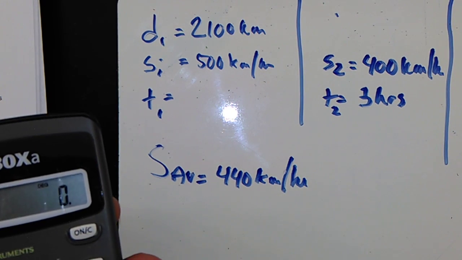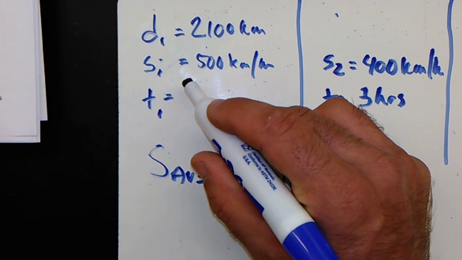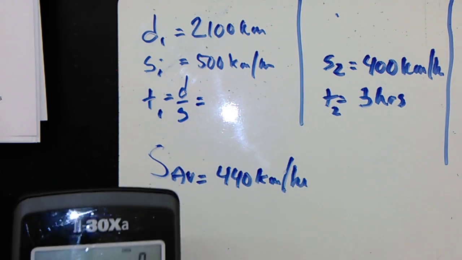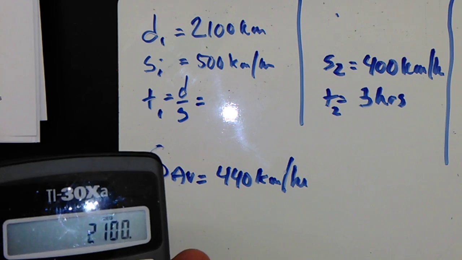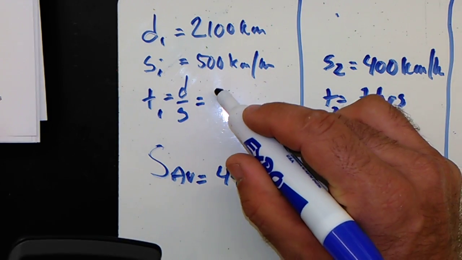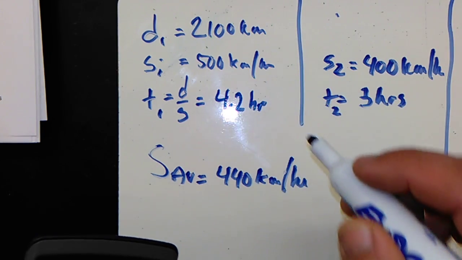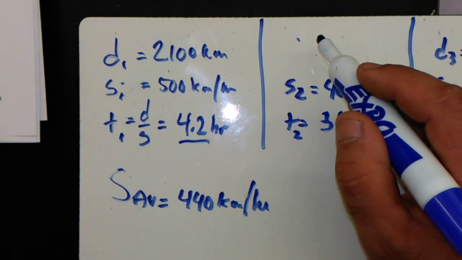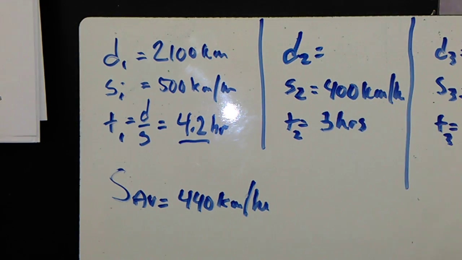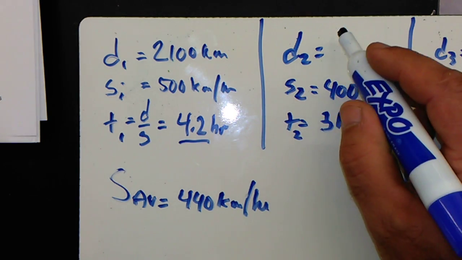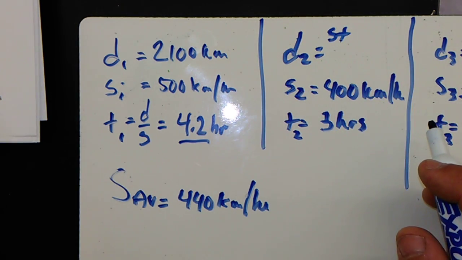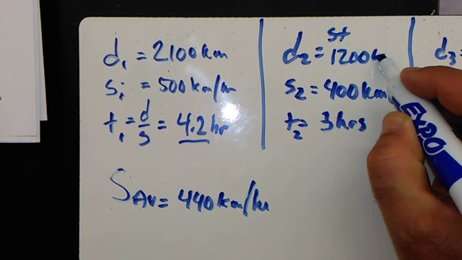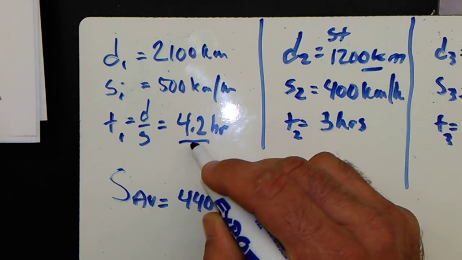Time is distance over speed, d over s, and that equals 2,100 divided by 500, and this is 4.2 hours. So we figured that out. For the second part of the trip, we don't know the distance. Distance we know is speed times time, s times t. So 400 kilometers per hour times 3 hours gives us 1,200 kilometers. These are two things that we found.